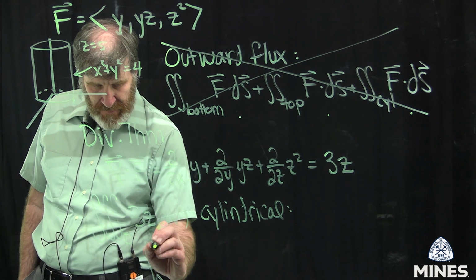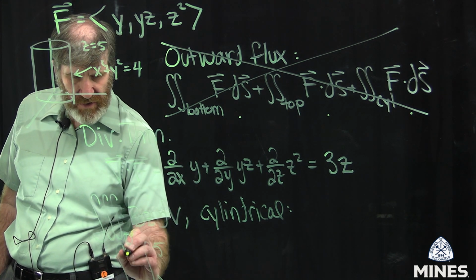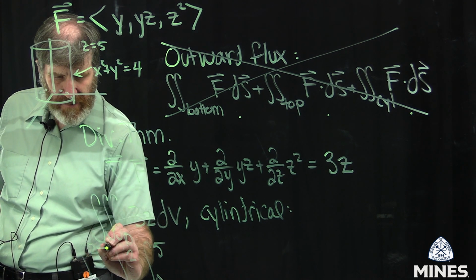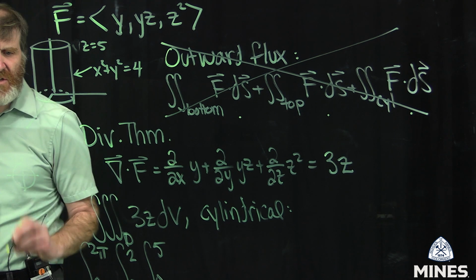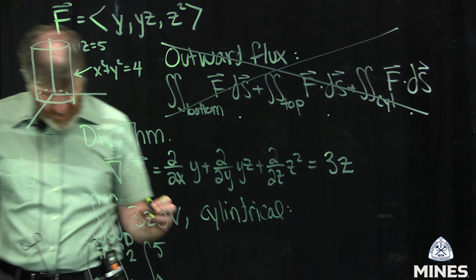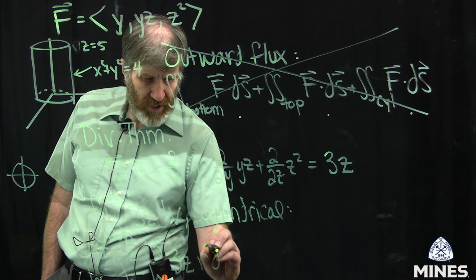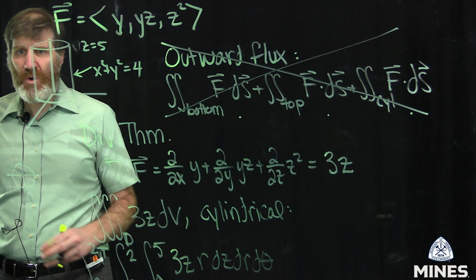We use cylindrical coordinates here, and we will have 0 to 5 for z. For r, we have 0 to 2, and for theta, 0 to 2 pi, going all the way around. Looking down on this cylinder, it's a circle of radius 2, and that gives us our endpoints for the polar portion of the cylindrical coordinates. And we have 3 times z, r, dz, dr, d theta. And this is a totally doable integral.